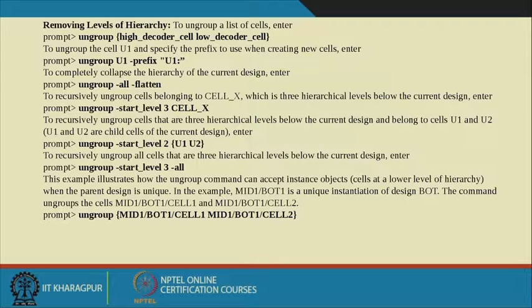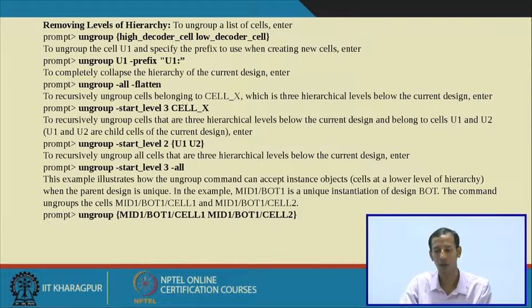So ungroup u1 with prefix u1: the u1 cell will be ungrouped. Ungroup all flattened means all the hierarchy will be collapsed. As we have seen in the hierarchy design in the last lecture, that can be done by using this ungroup command for removing or resolving the levels of hierarchy in your design if it is required.